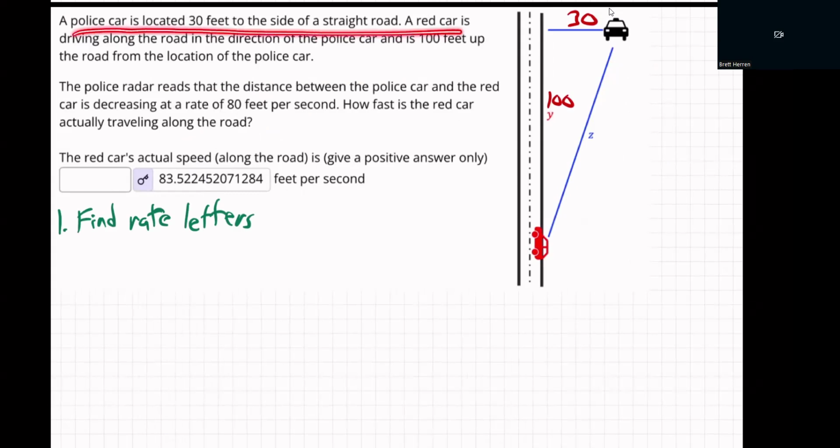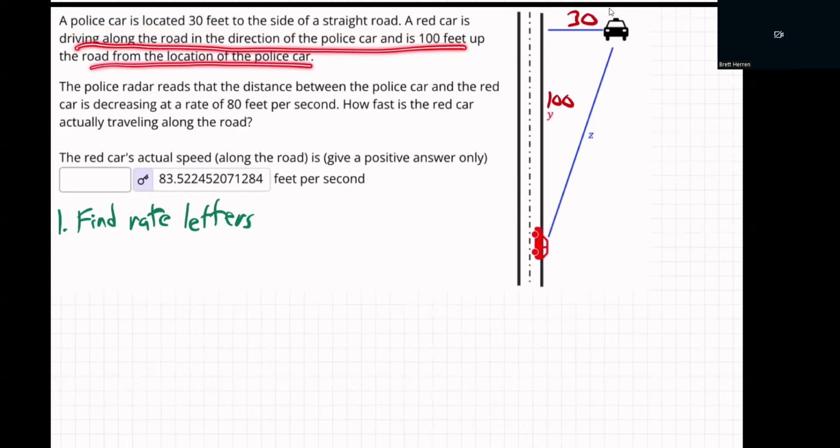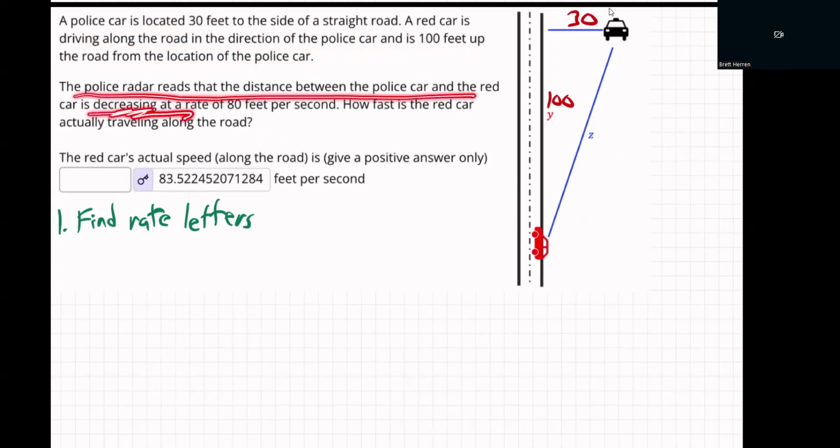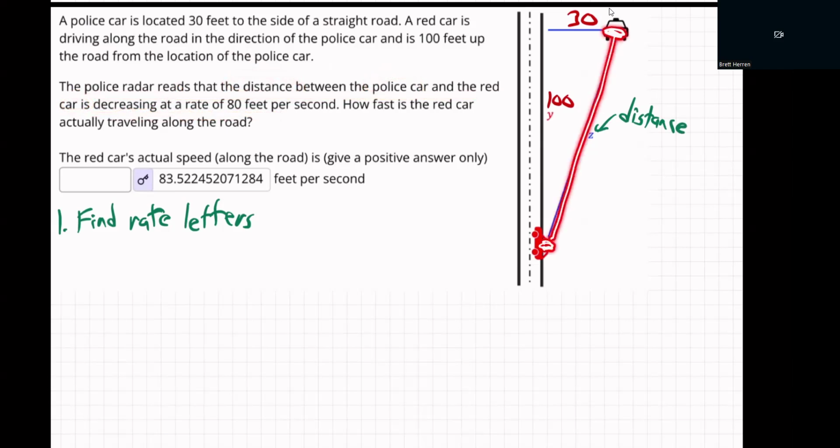Car is located, no rates yet. Red car is driving along the road in the direction of the police car and it's 100 feet. Those aren't any rates. The police radar reads the distance between the police car and the red car is decreasing at a rate, 80 feet per second. So this is what? This is the distance from the police car and the red car. That's this right here. This is the distance, right? Because if this is the police car right here, and this is the red car, the distance between them is always a straight line, right? The distance between 2 points is a straight line. So that is the distance between them.